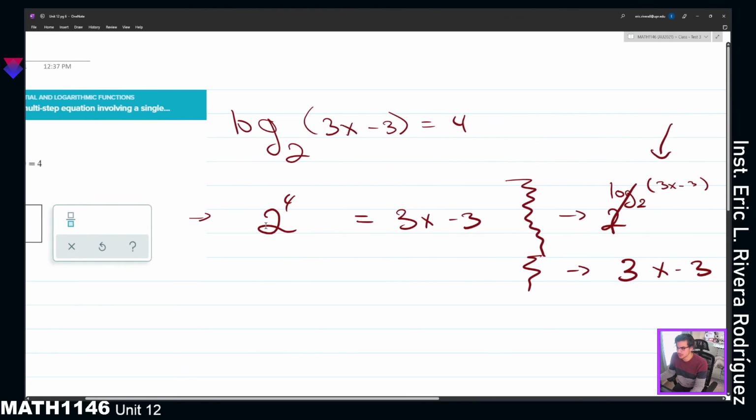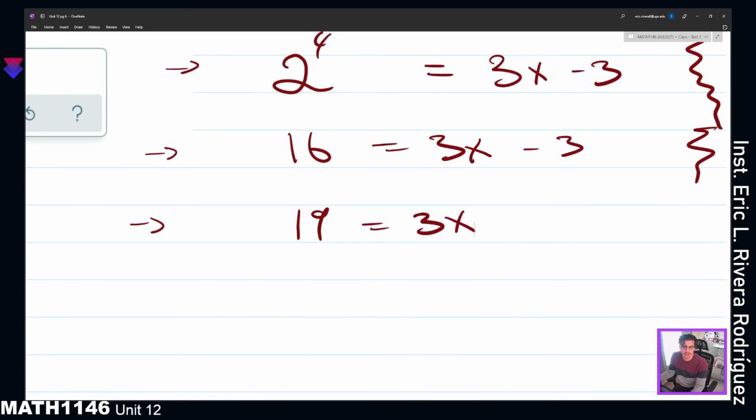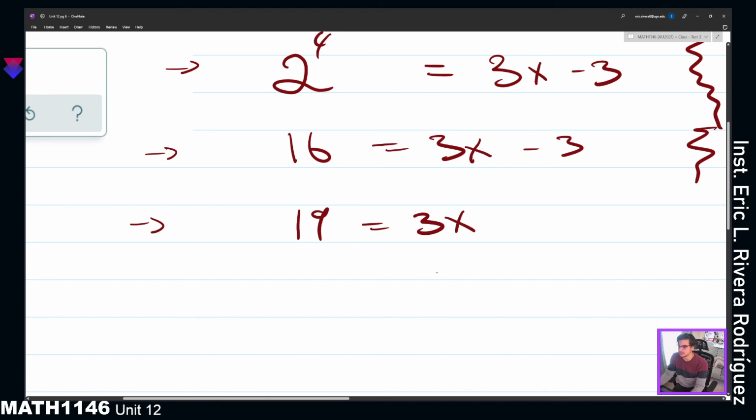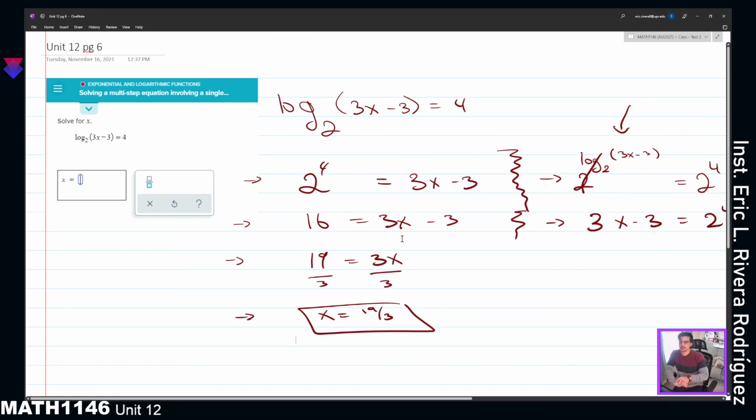So I'm going to continue on the left side, and this is an equation that you can solve, because now this is a linear equation. This is 16 here, equals 3x minus 3. So what you do here is add 3 to both sides, so 19 equals 3x, and then divide by 3. And that's your value. Any question on this one?